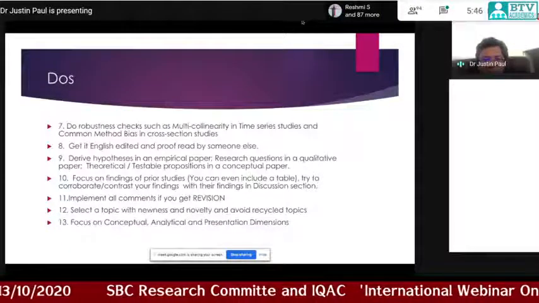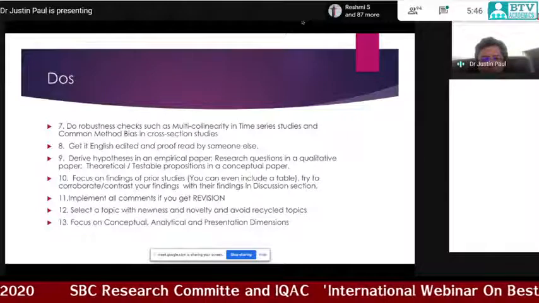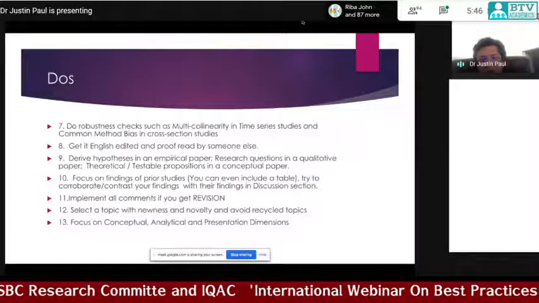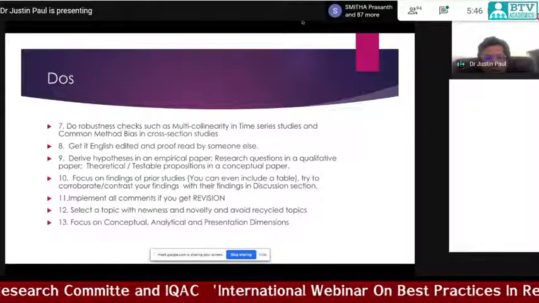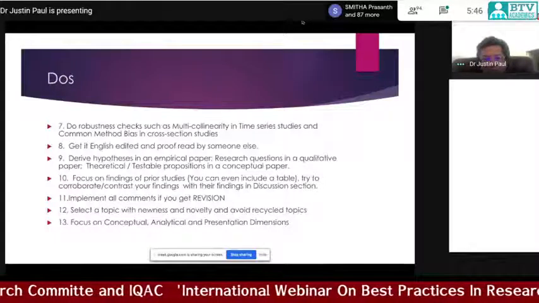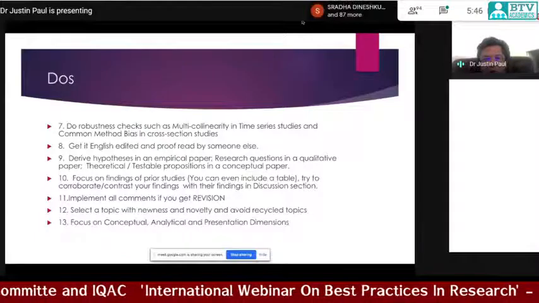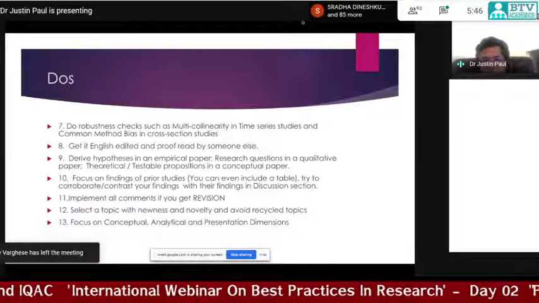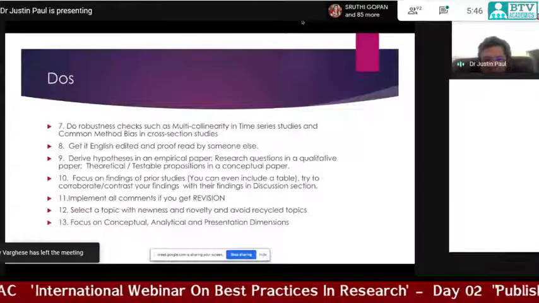For example, if you find similar findings, you can pool them together and present it in the form of a table. And you can also corroborate or contrast your findings with the findings of prior researchers in your area. You can give this either in the literature review section or in the discussion section.